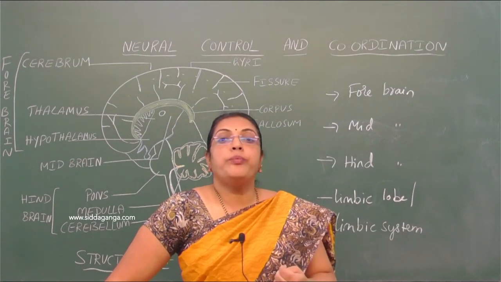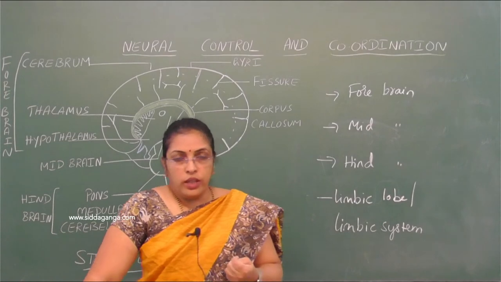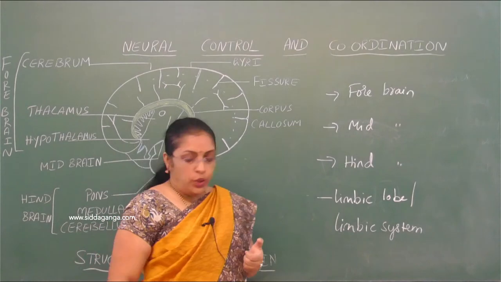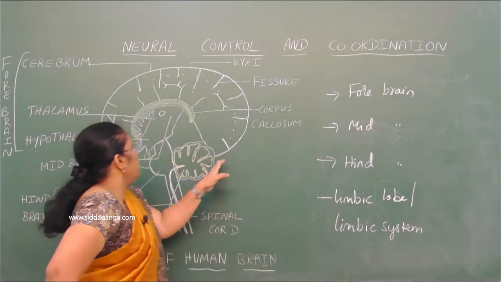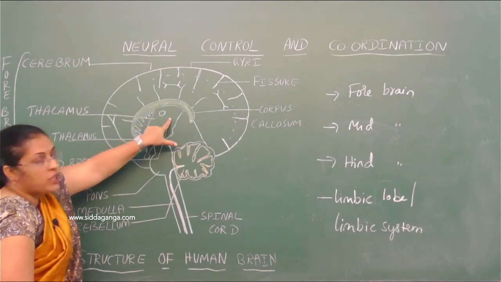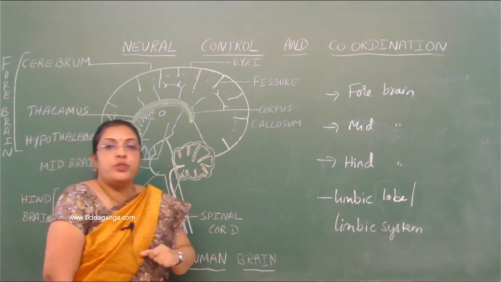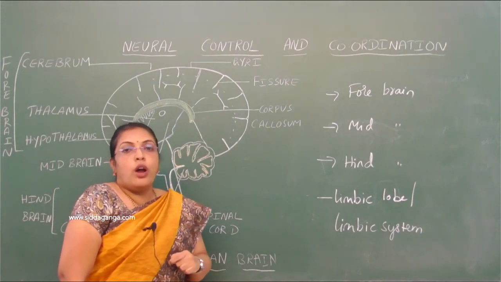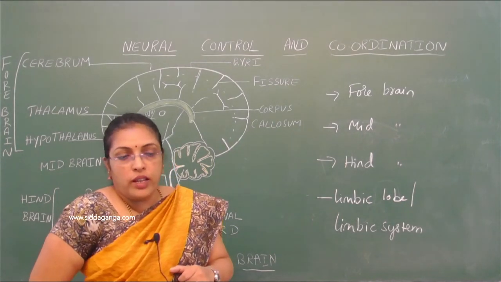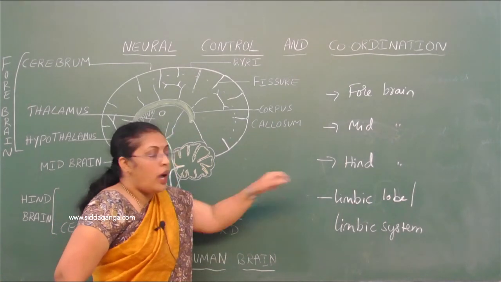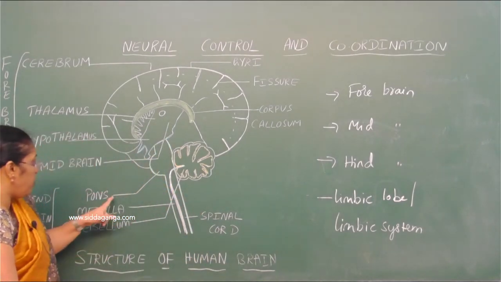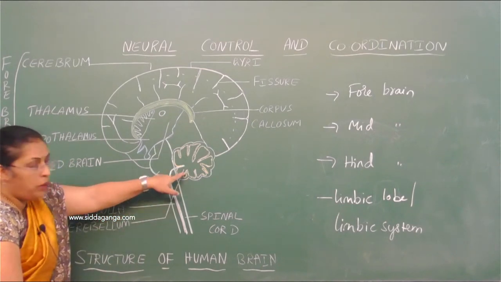Sexual behavior, expression, controlling expressions of emotional reactions. Coming to the midbrain, midbrain is present below the thalamus and hypothalamus and above the pons. The midbrain is mainly responsible for visual and auditory reflexes, to control visual and auditory reflexes. Coming to the hindbrain, hindbrain is again made up of three parts, that is pons, medulla and cerebellum.